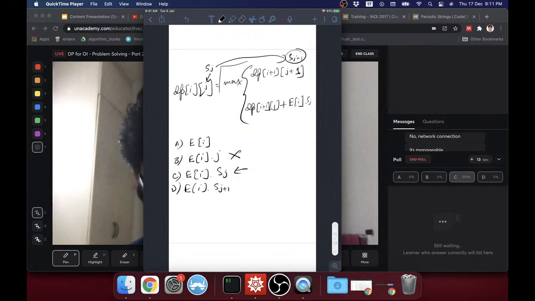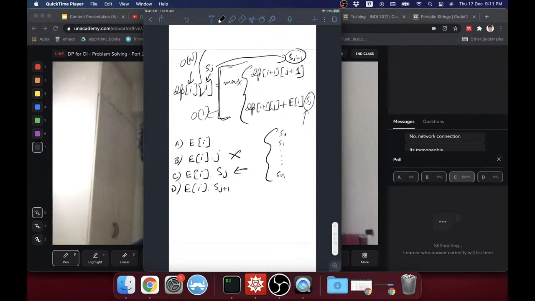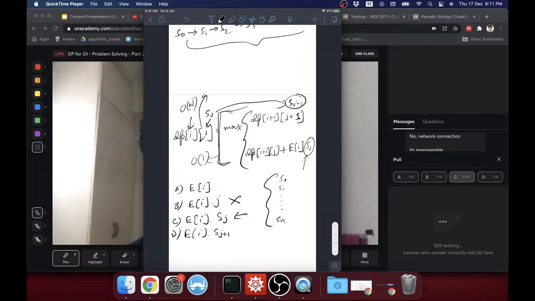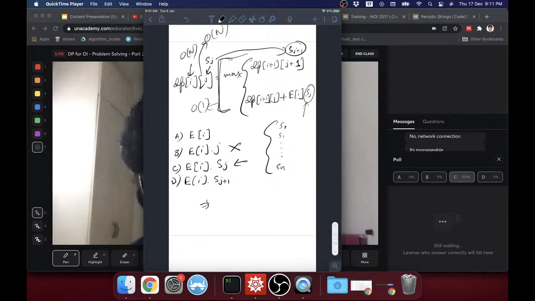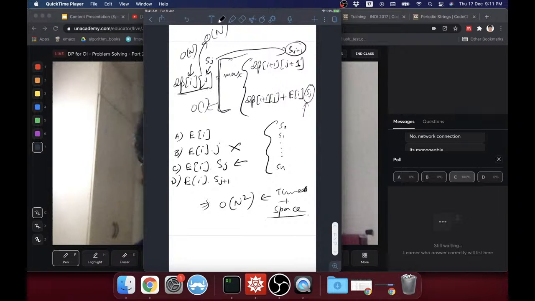Now this entire thing can be calculated in O(1). Why? Because you'll have all these s's stored, so you'll calculate s0, s1, and so on up to sn in pre-computation, and then your transition will be order 1. The number of cities is order n. The number of different values that j can take is also order n, we just showed. So the total algorithm is n squared, time wise and space wise. Space wise because that's how much space you're using, n into n, and time wise because that's all the values that you calculate in the worst case, and each value calculation takes order 1.